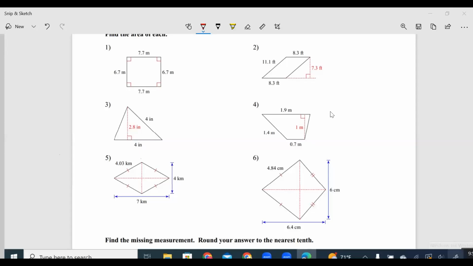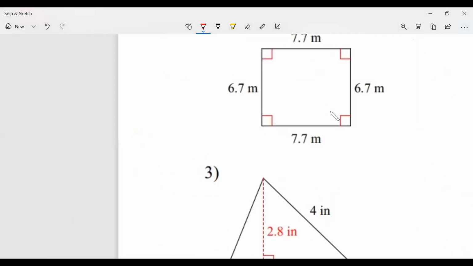Okay, let me start by explaining what area is. Area is basically how many squares we can fit in a section. As an example, let me start with a rectangle. Let's say I had a rectangle and I have it broken down into squares.